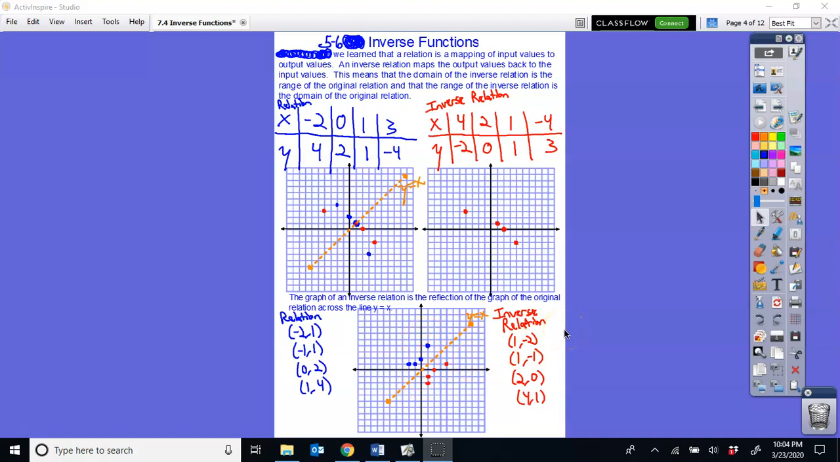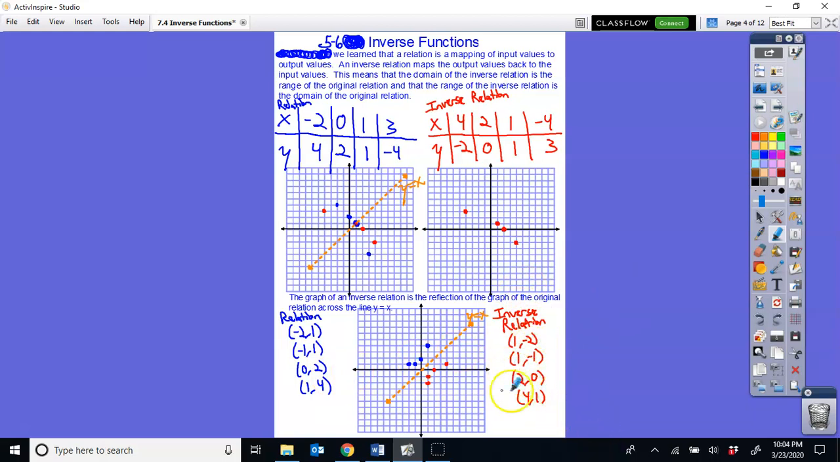But notice that the other one, the inverse, is actually not a function, because this input right here has two different outputs. What I mean by that is this x value of 1 has two different y values. That is when we have something that is not a function. So you can have a relation that is a function that passes the test, but then take its inverse, and the inverse is not a function.